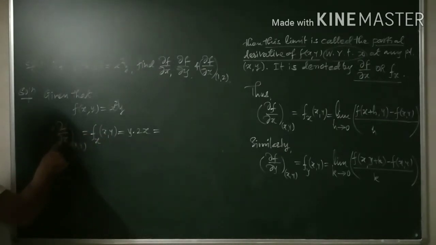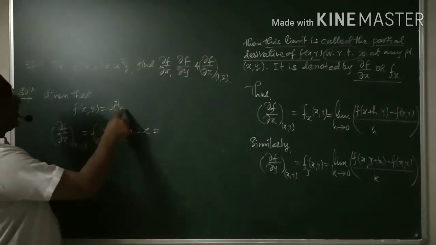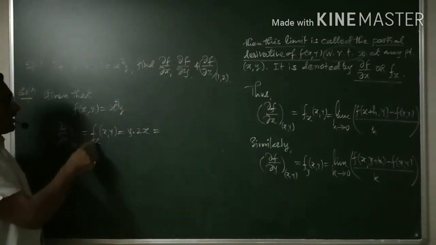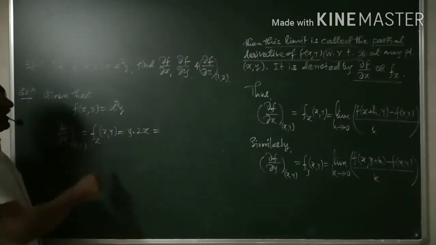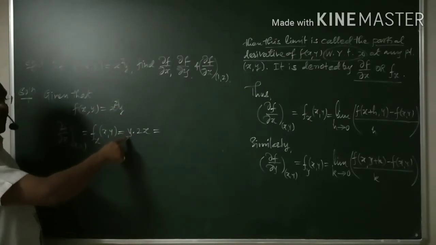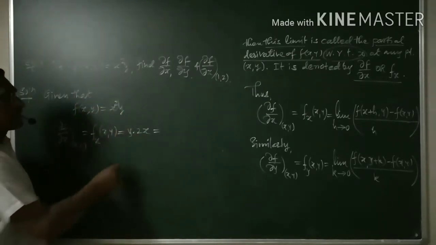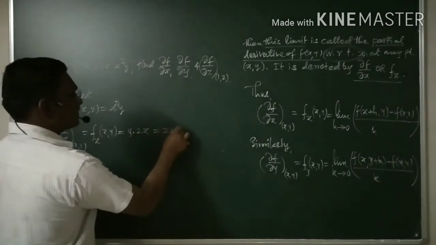The partial derivative of f with respect to x at any point (x, y) is equal to, okay, we are differentiating with respect to x, but partially. Therefore, y is to be treated as constant, and take the derivative of x². What you get is 2x, and it is nothing but 2xy.